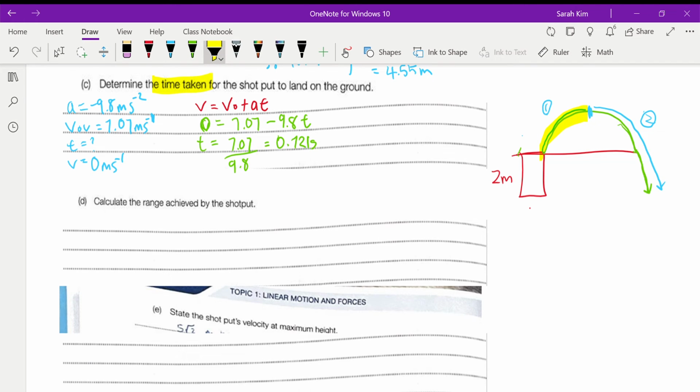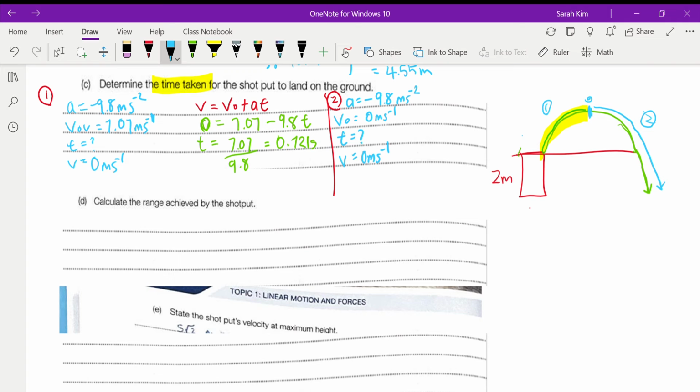Now we're going to do the next part, for it to fall. Okay, let's write some more facts down. So this is section 2. I'll write section 1, section 2. My A is still 9.8. My V initial now, it's going from the top, so my V initial becomes 0. Alright, T is what I'm trying to find. My V at the end is going to be 0 as well.